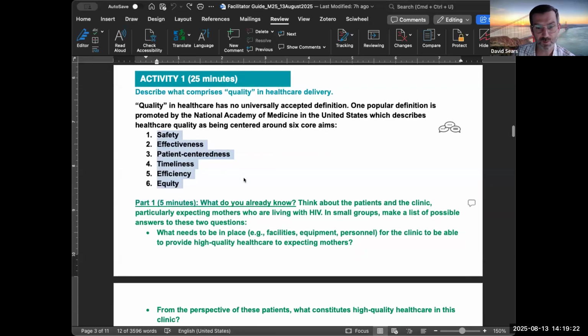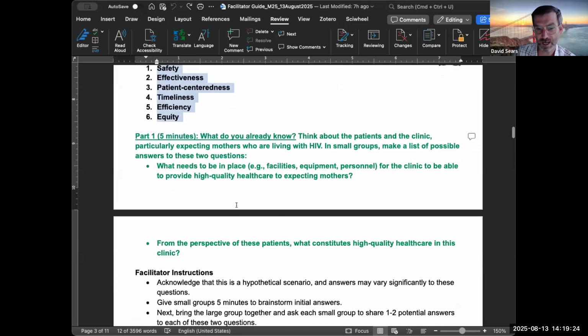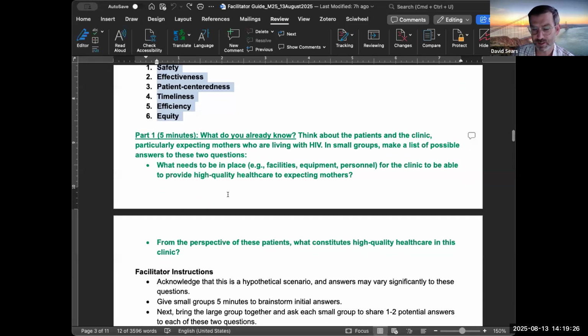So as we introduce at least one definition of quality, we then ask learners to think about patients in this hypothetical clinic, particularly expectant mothers who are living with HIV. And working in small groups, the learner should then make a list of possible answers to these 2 questions. The first one is, what needs to be in place for the clinic to be able to provide high quality care? And then from the perspective of the patients, what constitutes high quality healthcare?